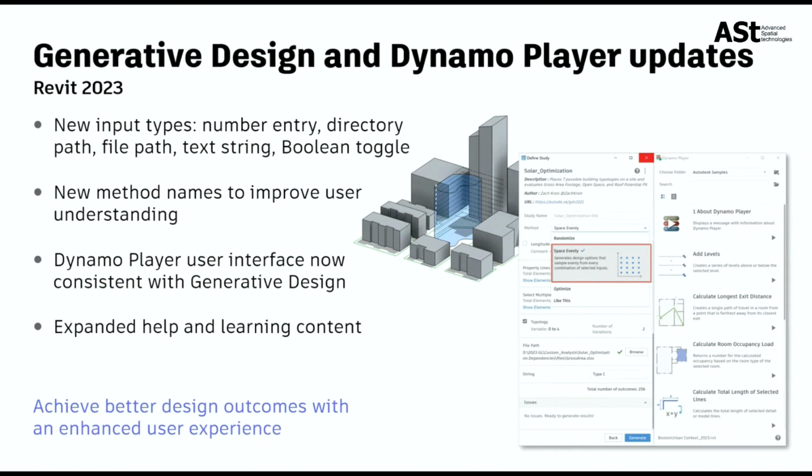We also have things like the Dynamo user interface. The user interface has been made more consistent with generative design and the Revit UI. We have better support and learning content. You can also retrieve and expand the support menu using the help button in the upper right-hand corner of each dialog and get access to context-sensitive support links and the details of each study or script.